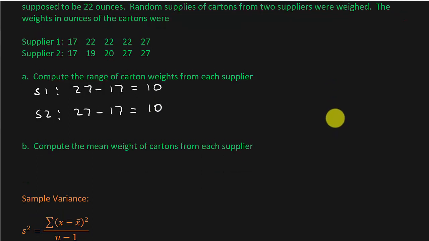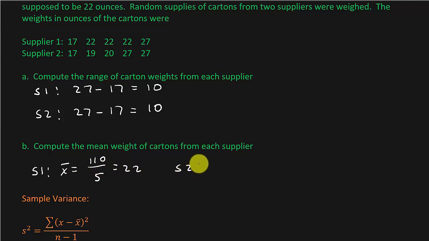And then they want us to compute the mean weight of cartons. For supplier 1, you should know how to find the mean. That was done in an earlier video on mean. Basically we just add all the values up: 17 plus 22 plus 22 plus 22 plus 27, and then we divide that by 5 and we get 22. So x bar is equal to 110 over 5, which equals 22.